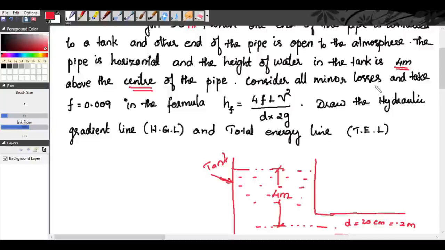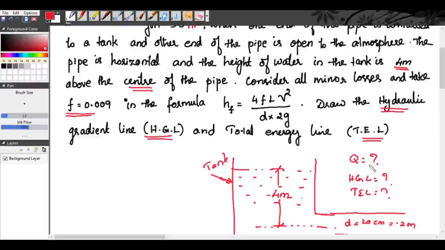Consider all minor losses and take coefficient of friction F equal to 0.009 in the formula HF is equal to 4FLV square by D into 2G. This formula is the Darcy-Weisbach formula for major energy loss, that is energy loss due to friction. Also, we need to draw the hydraulic gradient line HGL and TEL. So we need to find the discharge, the hydraulic gradient line, and draw the total energy line.